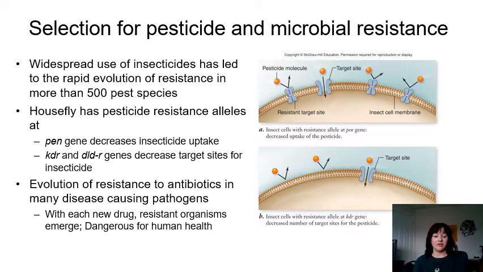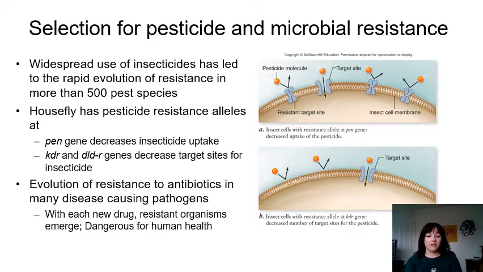We have actually seen the evolution of insecticide resistance in over 500 species of bugs. We're going to look at one example in the housefly that is able to resist insecticide. There are two genes that can provide resistance. One is called PEN, and one is called KDR, and actually there's a third, DLDR. I don't expect you to memorize these genes. I just want you to understand that there are genes that can allow for pesticide resistance, and we'll also talk about microbial resistance.